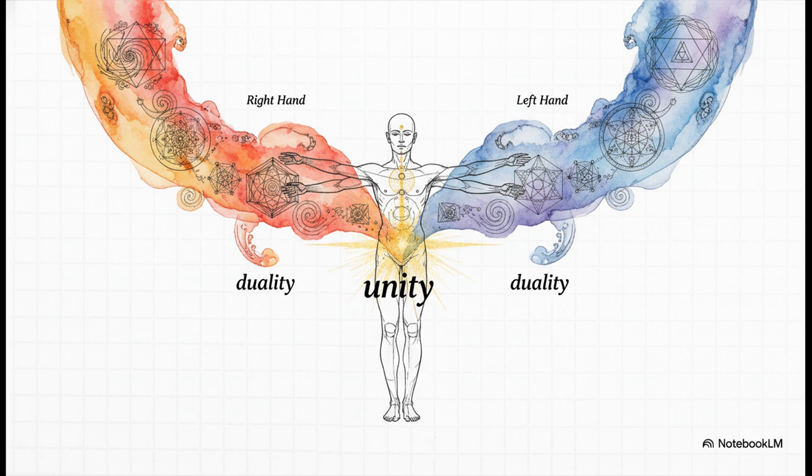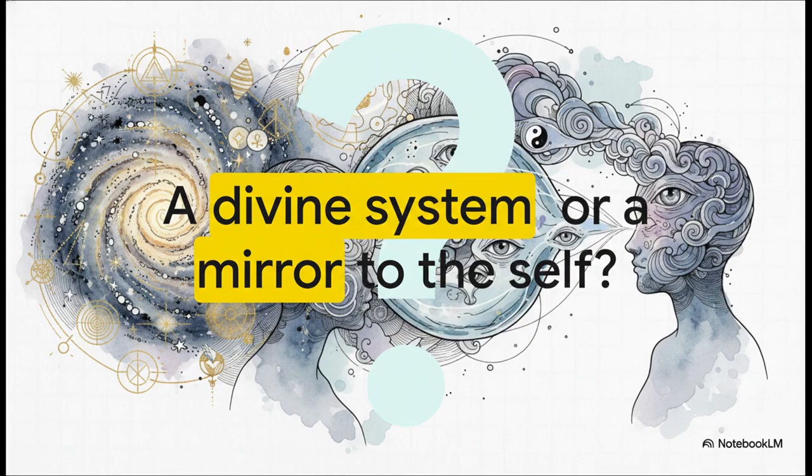It's just perfect. And that leaves us with one final, really fascinating question. Is this a literal map of divine forces out there in the universe? Or is it a sophisticated psychological or spiritual mirror, one that reflects the inherent dualities and, more importantly, the potential for unity that exists inside our own consciousness? The source provides the map, but maybe the meaning is for us to discover. What do you think this map truly represents?